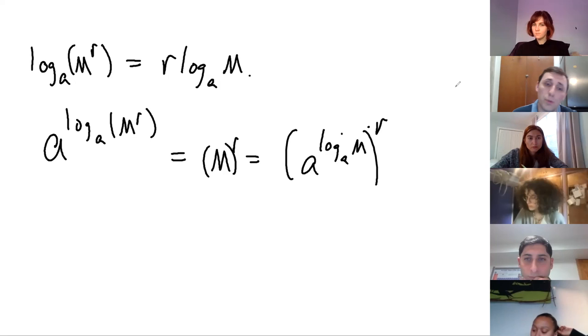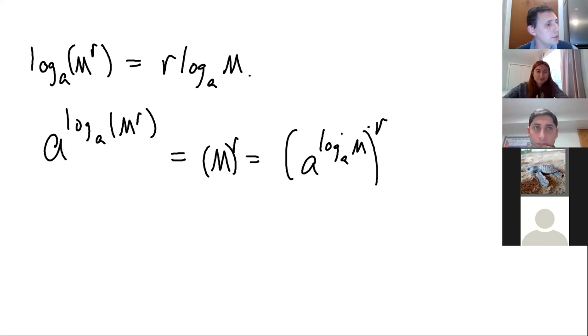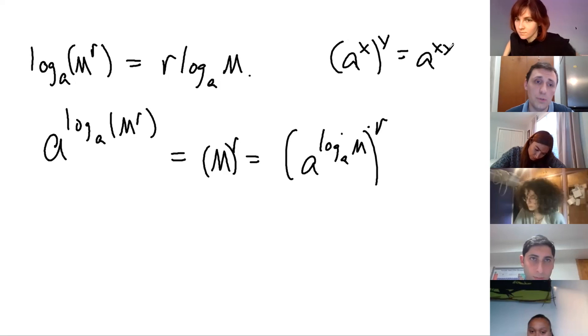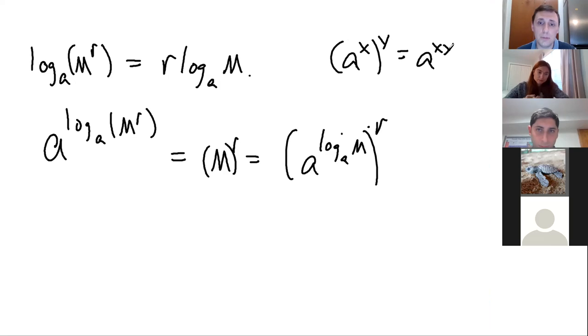Assuming you know the properties of powers, assuming you know that in general a to the power of x, to the power of y, equals a to the x y. Naturally, this is hard to establish, but assuming we know that, then we just multiply the r in here. So this is a r log base a m.